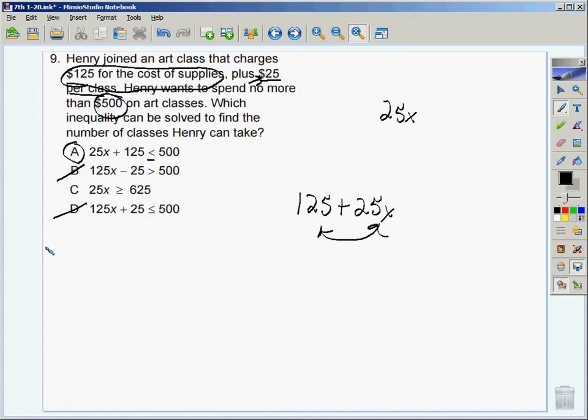He's got $500, and he says he wants to spend no more than. And the reason I said it should have the equal sign, if it says no more than, my question is, could he spend 500? Yes, so it could be equal. So it really should say that he wants to spend less than or equal to 500, but certainly A was the better choice of what was there. None of the other would work at all. Everybody okay with number 9?